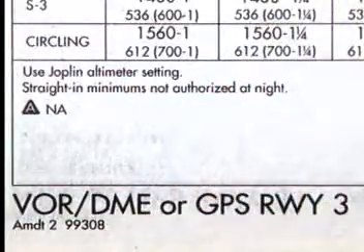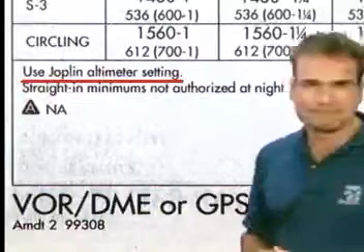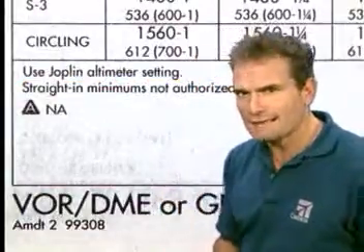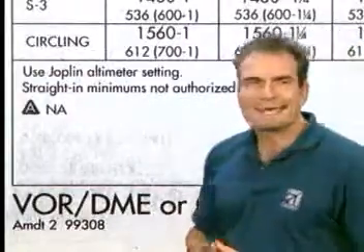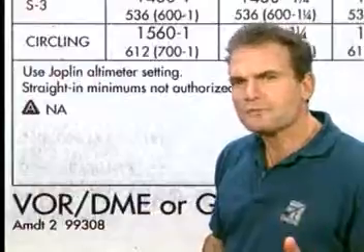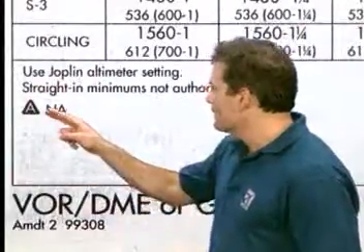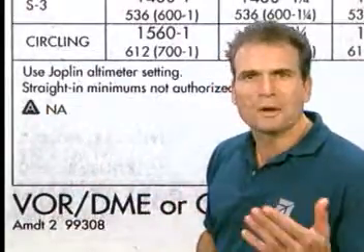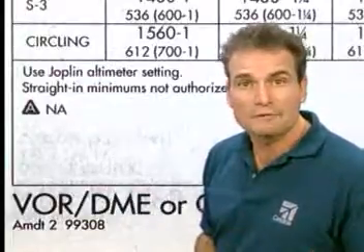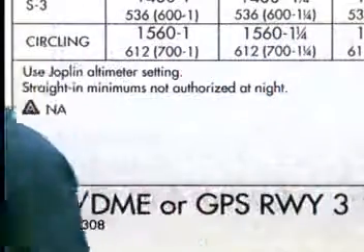You will commonly see notes about where to get your altimeter setting, like this one. It says, on the VOR DME approach to runway 3 at Pittsburgh, Kansas, use Joplin altimeter setting. Or you may see restrictions like this one. Straight-in minimums not authorized at night. And in case you're wondering, that's because runway 3 doesn't have any runway lights. The A in the triangle, followed by NA, tells you that you may not use this airport as an alternate when you're filing an IFR flight plan. We'll cover more details about alternates later.